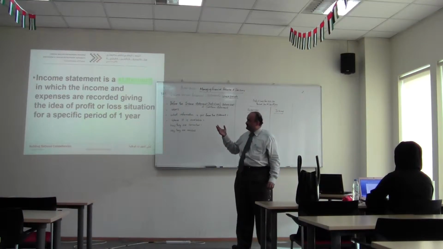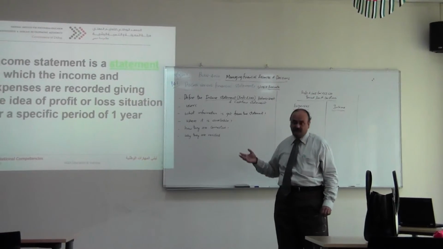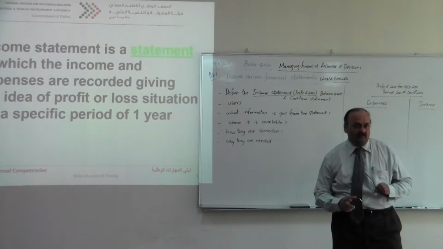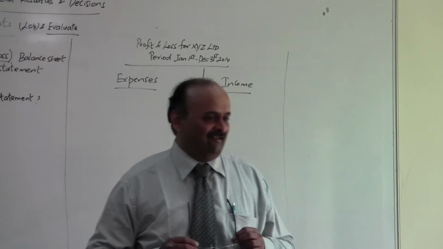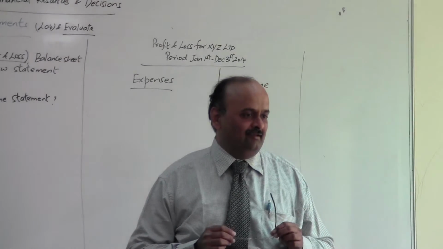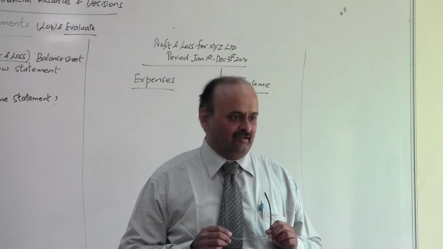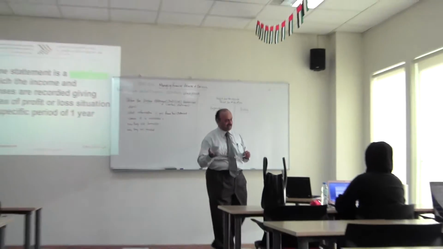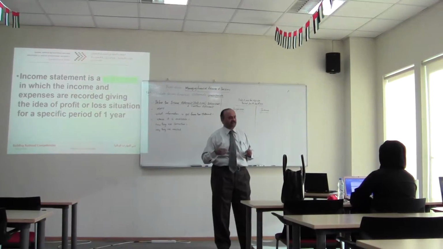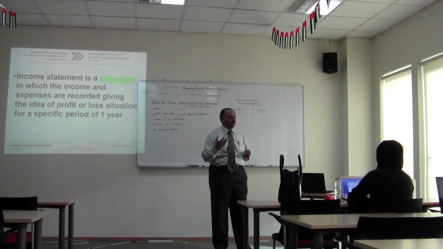Income statement is a statement in which income and expenses are recorded, giving the idea of profit or loss situation for a specific period of 1 year. Now, what do you call income? Can you give an example of income? For example, when businesses do business, they sell and buy equipment. They sell something. For example, if you are in a restaurant, they sell food. So you get money, that's income. Personal income is your salary. You're working, right? So if you work, you get salary, that's income.